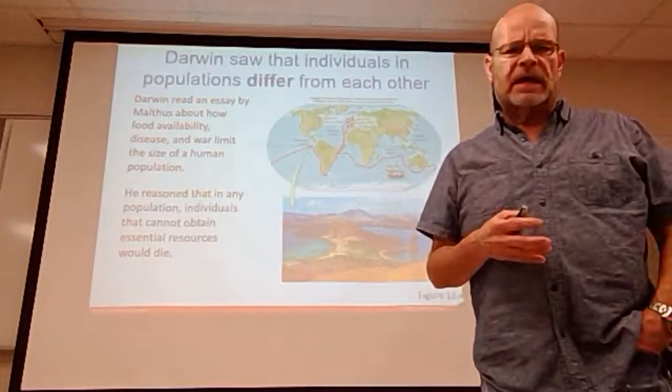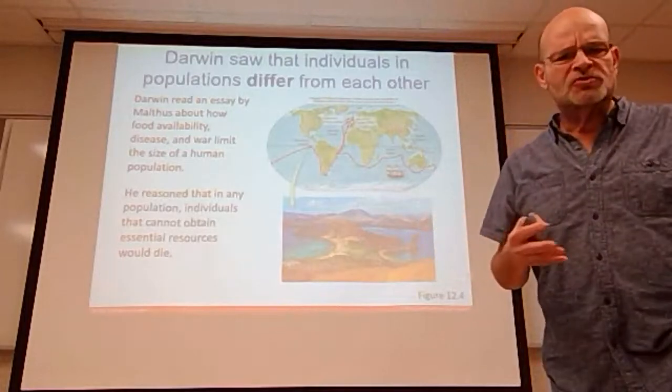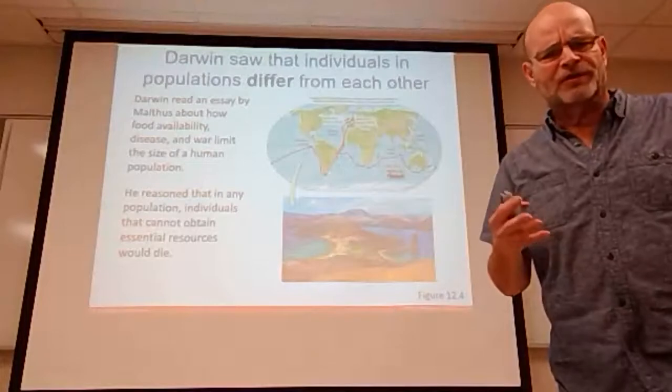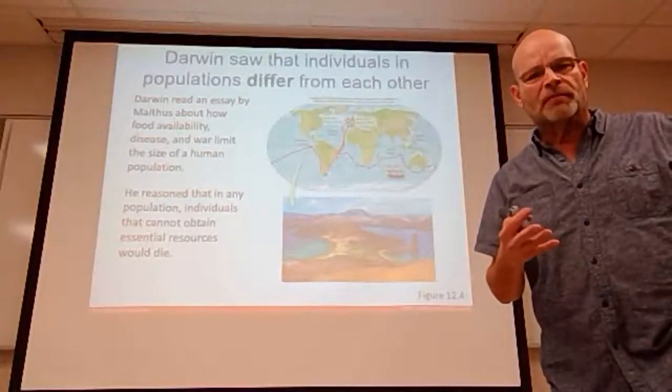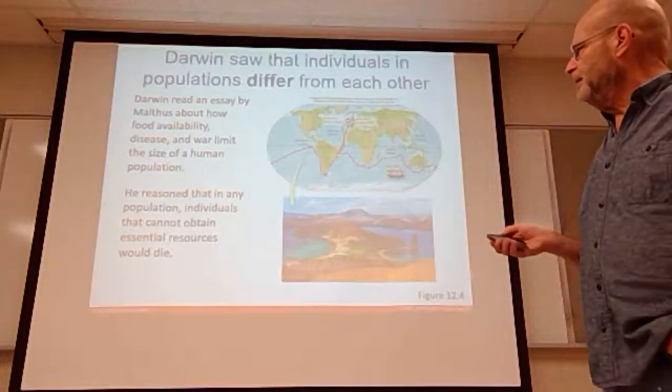And I don't remember, it's been a long time since I read Malthus, but the number he proposed was something like 1.5 million or something. It was an incredibly small number based on the population that we have on the planet today.